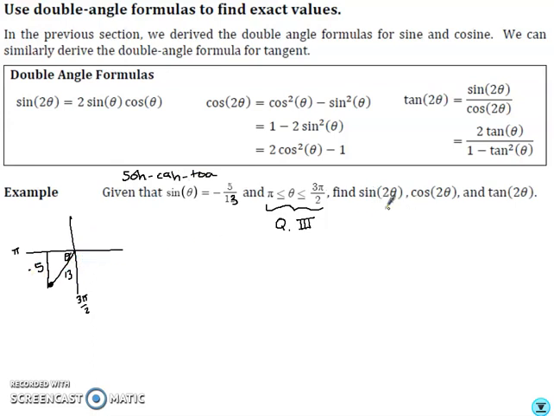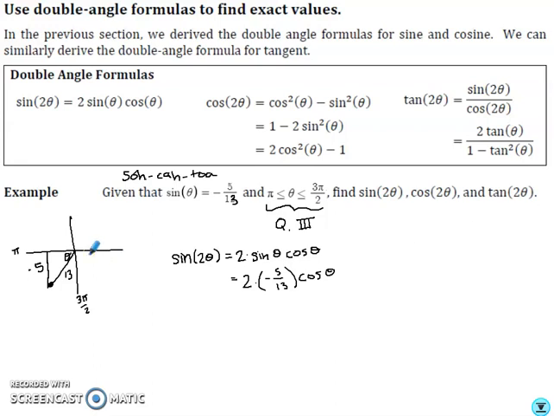Now I'm asked to find the sine of 2 theta, cosine 2 theta, and tangent of 2 theta. So if I want to find the sine of 2 theta, I can use the above formula and say that sine of 2 theta is 2 times the sine of theta times the cosine of theta. Well, I have the sine of theta, so I know that the sine is negative 5/13, but I don't know the cosine of theta. So I'm going to go ahead and find that.